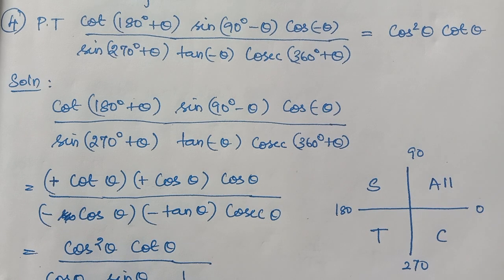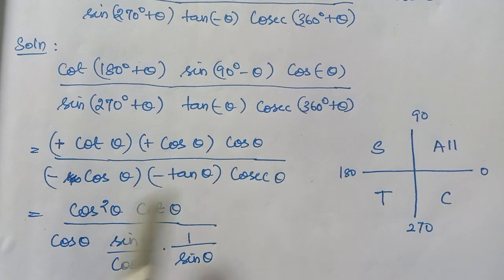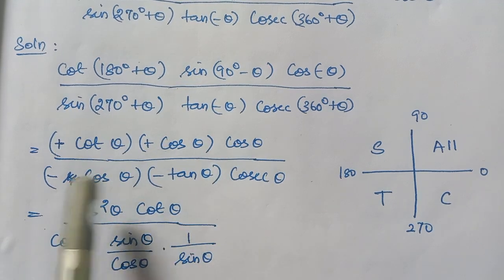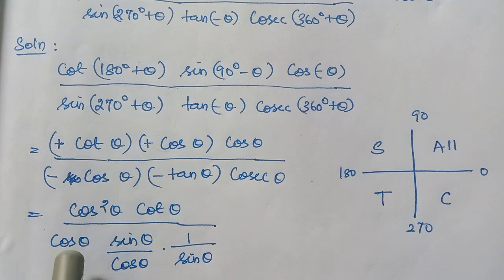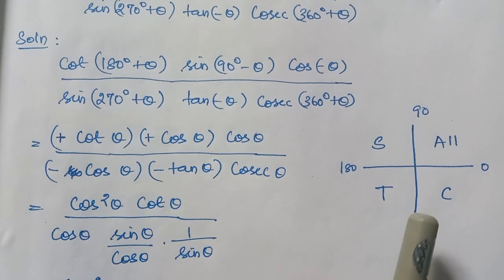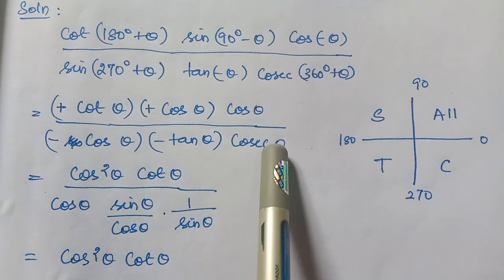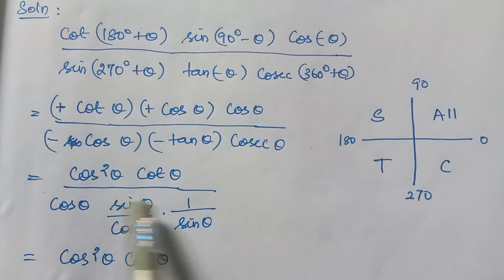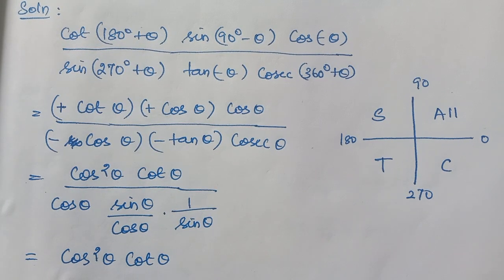Right? Now it is simplification. And you see here cos square theta into cot theta. Now minus into minus becomes plus. So cos theta is written as it is. And you see here the tan theta has been written as sin theta by cos theta. Cosecant theta is 1 by sin theta. Sin and sin cancel, cos and cos cancel. So in the denominator you have only 1.